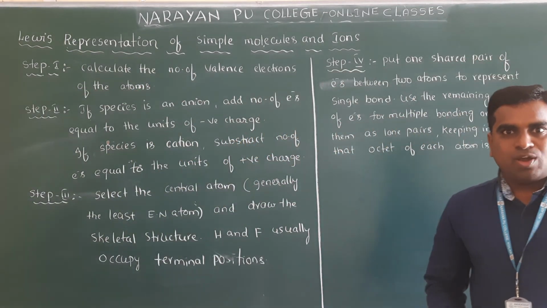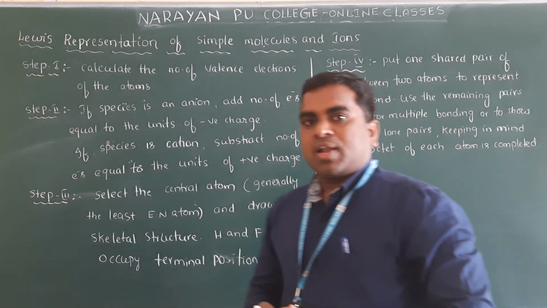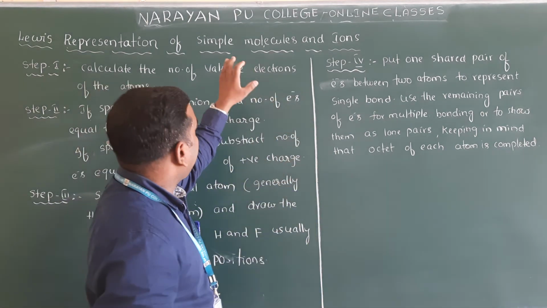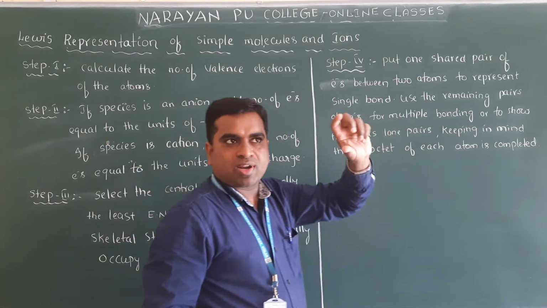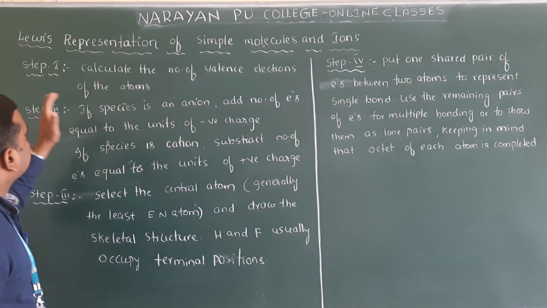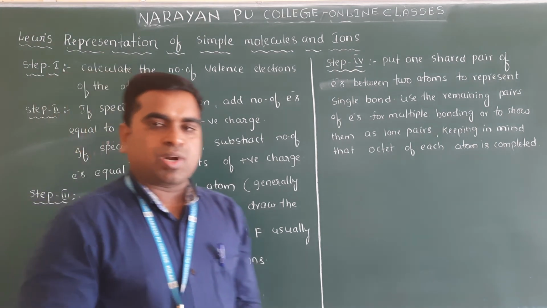Not a single ion here, but molecules containing ions. How to represent the Lewis structure for molecules and molecules having ions, positive or negative ions. How to write the Lewis representation for molecules. Okay, so this is very important.